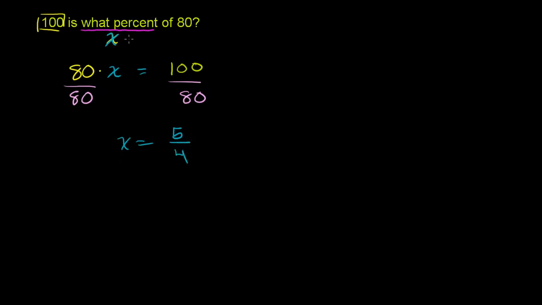But they want to know what percent of 80. If they just said 100 is what fraction of 80, we would be done. We could say 100 is 5/4 of 80, and we would be absolutely correct. But they want to say what percent. So we have to convert this to a percent. And the easiest thing to do is to first convert it into a decimal. So let's do that. 5 over 4 is literally the same thing as 5 divided by 4. So let's figure out what that is.